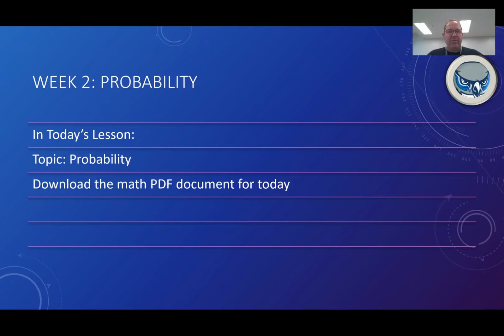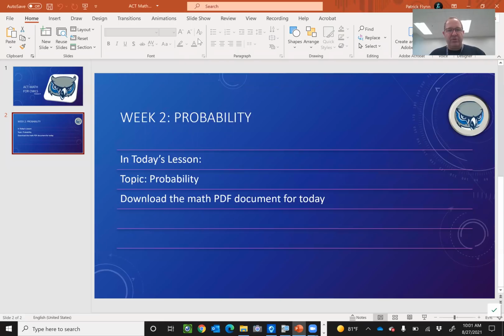We're going to spend 2 days on this. What you'll most likely need to do is to download the PDF document for today. Now, let me show you how to go about doing that.